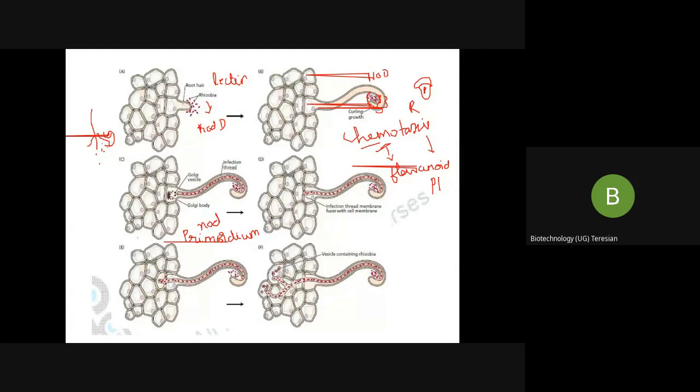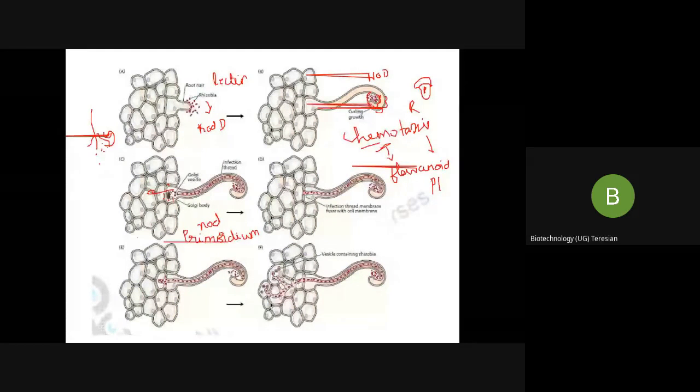Now what happens is, when the infection thread reaches the specialized cells within the nodule, this tip is there, no? See the tip of the infection thread? This tip fuses with the plasma membrane of the host cell, releasing the bacterial cells. Okay, now it has fused and all bacterial cells are released. Who is my host? My host is my plant. Then it releases the bacterial cells that are packed in.